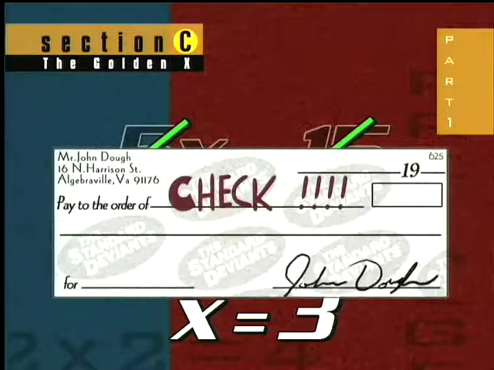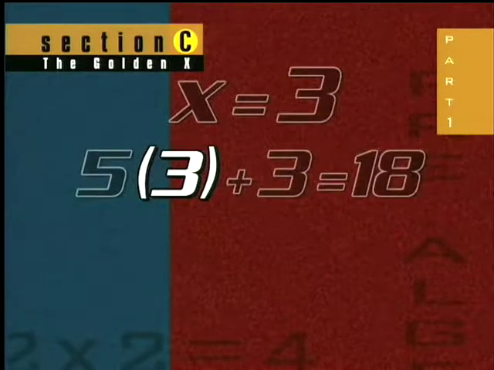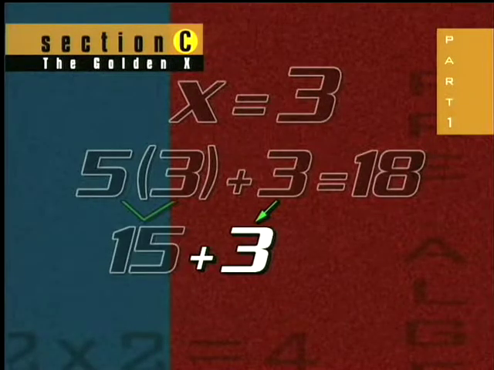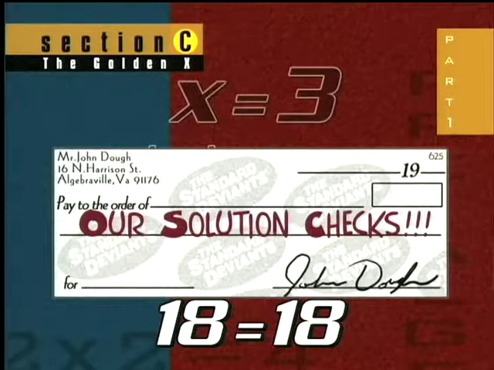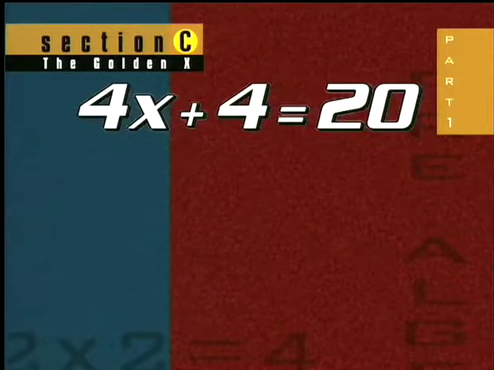And now for the check. We just plug our x value back into the equation, and we've got 5 times 3 plus 3 equals 18. And in fact, 5 times 3 equals 15 plus 3 equals 18. Our solution checks.